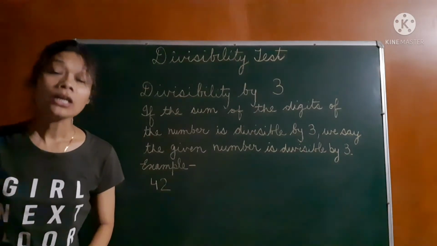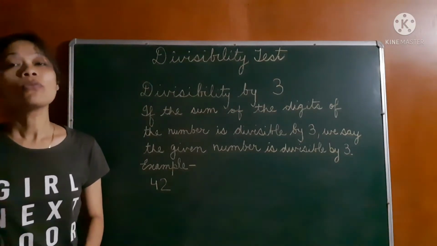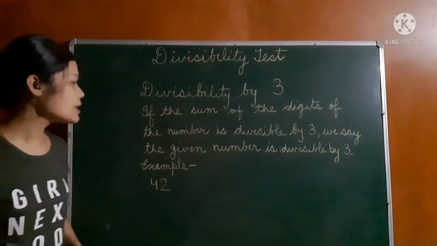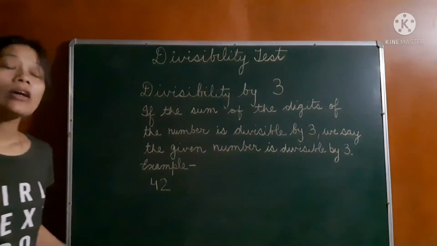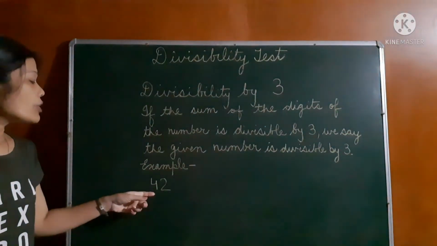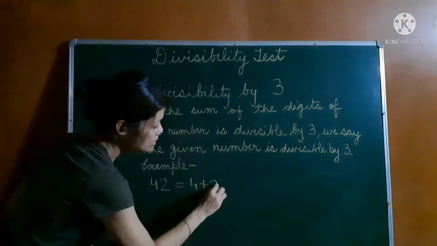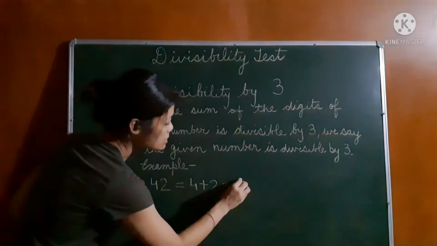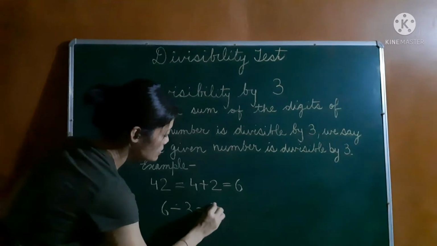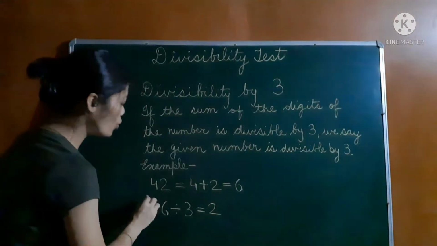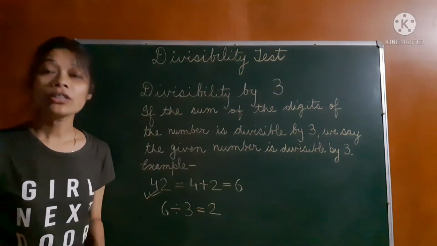Divisibility by 3. If the sum of the digits of the number is divisible by 3, then we say the number is divisible by 3. Here we have taken an example. We have taken 42. So, what we will do? We will find the sum of the digits of the number, that is 4 plus 2, which is 6, and we know 6 is divisible by 3. So the number 42 will also be divisible by 3.